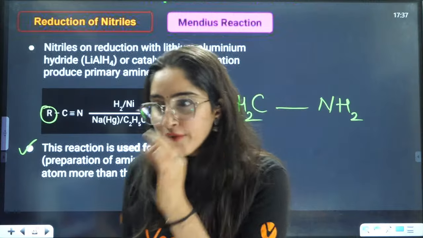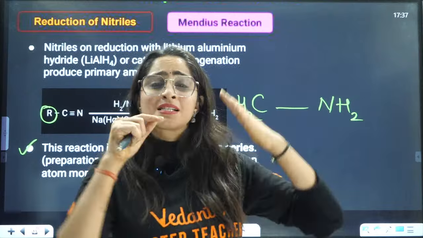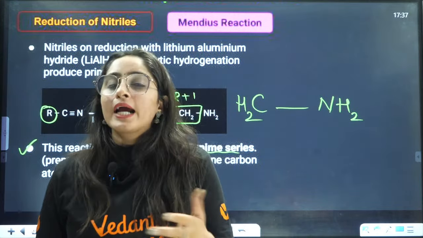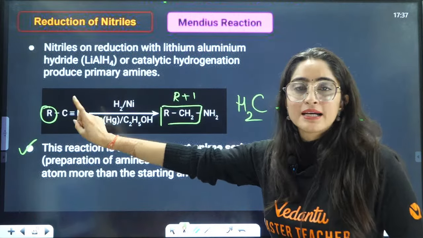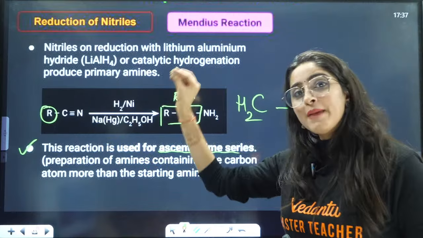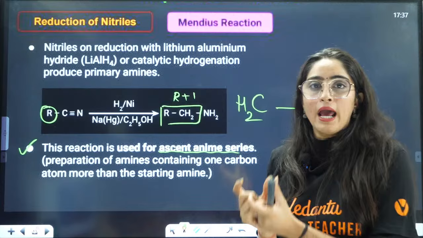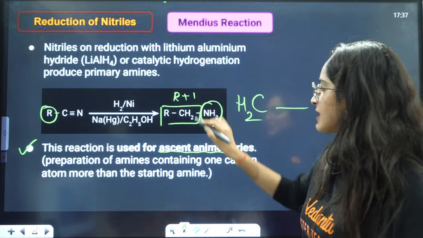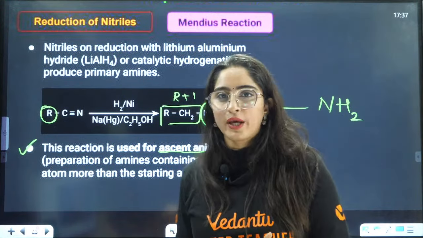Understood? So if in any conversion reaction you want to convert something into something and you want to increase 1 more carbon, what will you do? First, you will convert that thing into nitrile, right? Then there will be Mendius reduction. After that, this will be converted to a 1 carbon more alkyl group, right? Then you can do anything with this NH2 group. There are so many reactions of this NH2 group that we will study today.